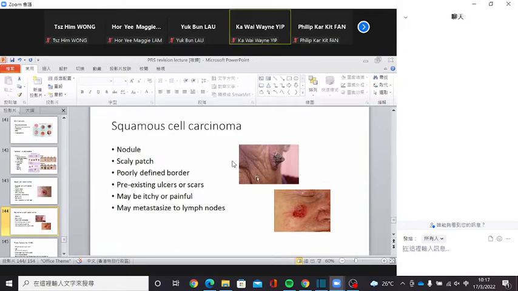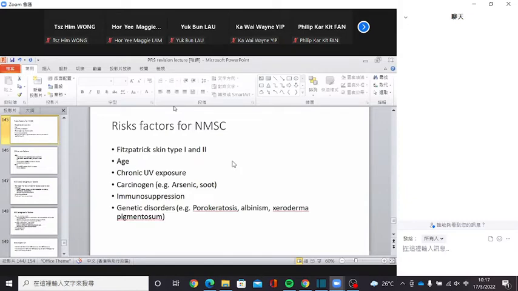Marjolin's ulcer. Okay, so there could be some itchiness or pain accompanying, and these squamous cell carcinomas could metastasize to lymph nodes. That's why in your physical examination, if you think it is a squamous cell carcinoma, please at least say you want to do a regional lymph node examination.